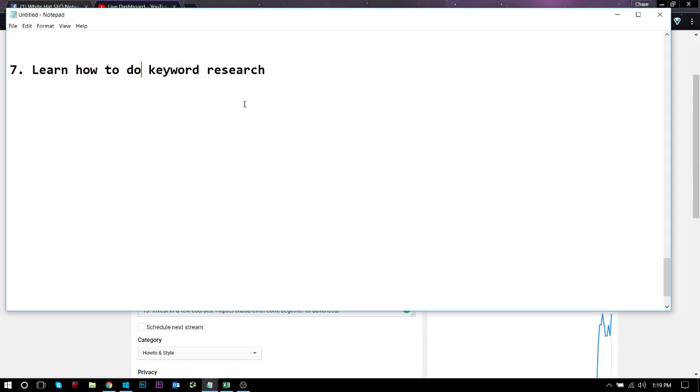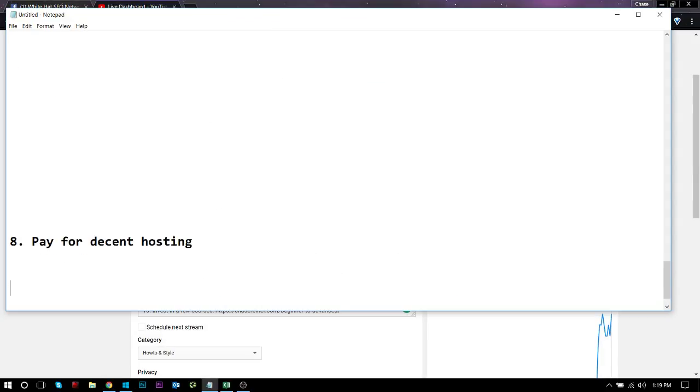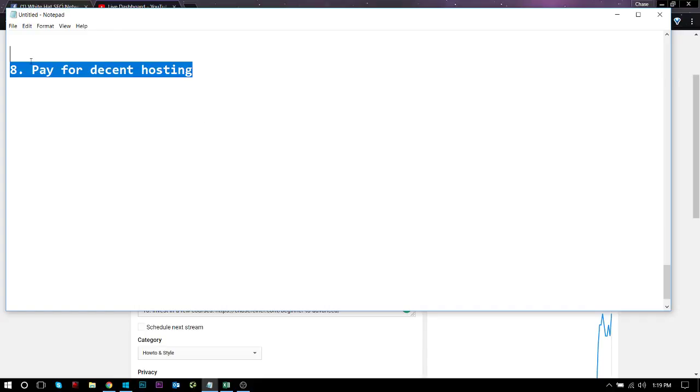All right, number 8 is to pay for decent hosting. If you're running a site and the load times are super slow because you're only paying $5 a month to GoDaddy, I would try to get something like HostGround, where you're paying more like $20 or $30 a month, unless you're paying annually, which brings it down cheaper. But in that scenario, you're getting really fast load times.